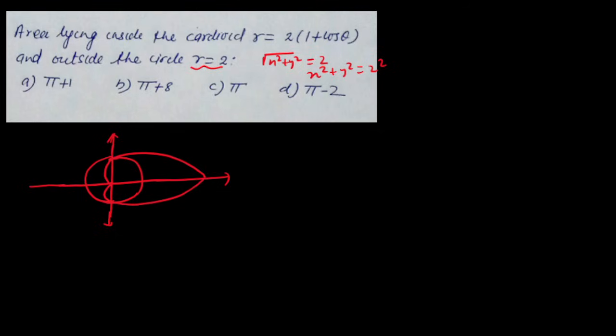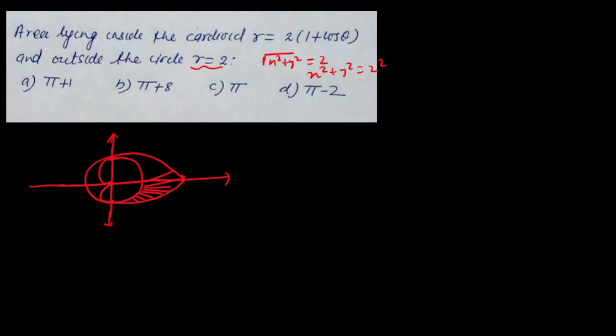It could have been drawn slightly better, but I hope you, let me draw it once again, because it does not look good. Something like this. I have to go up to this point. Okay, so we have to find the area, this area outside the circle and inside the cardioid.